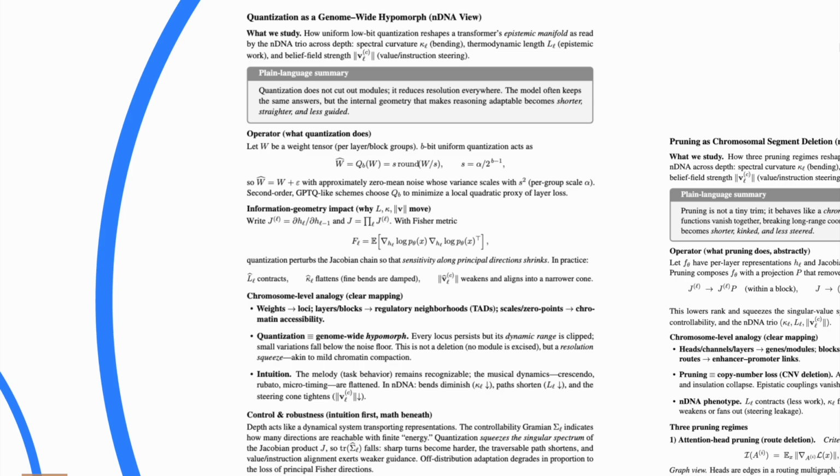Control and robustness, intuition first, math beneath: depth behaves like a dynamical system that transports representations forward. The controllability gramian at layer L tells us how many directions are reachable with finite energy.